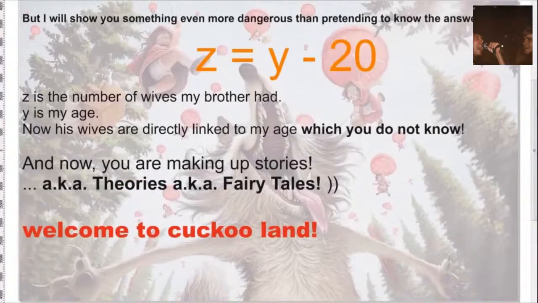But I will show you something even more dangerous than pretending to know the answer. This is another equation: z equals y minus 20. Z, in this case, is the number of wives that my brother had. Y is my age, and now his wives are directly linked to my age, which you do not know. And now you're making up stories, also known as theories or fairy tales.